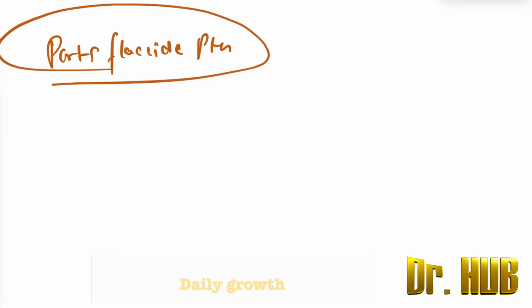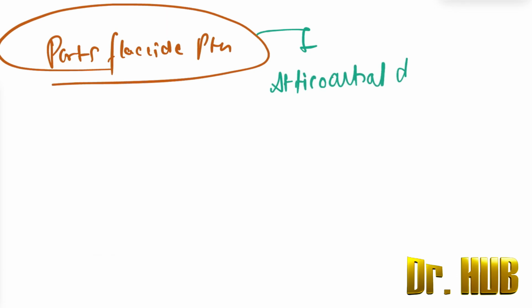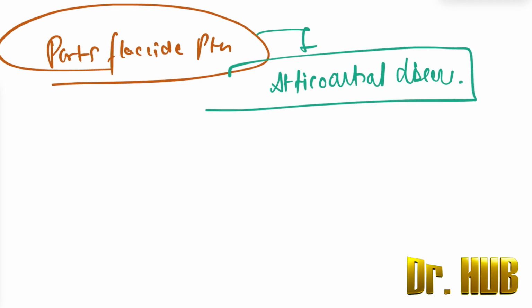Next we move on to the pars flaccida perforation. This pars flaccida perforation is also called atticoantral disease. Here what happens is there is an attic perforation. So this is the pars flaccida, and there are attic perforations.